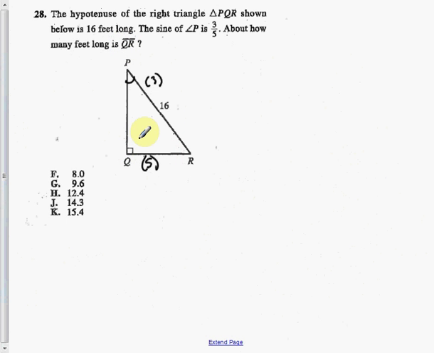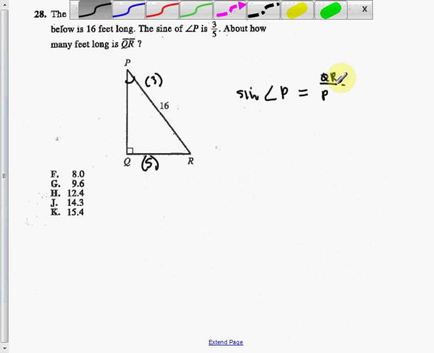No problem. So what you have here is this. Sine of angle P is equal to, what I have in parentheses is said to be the ratio. So here, sine of P is the opposite, that's QR, divided by the hypotenuse here, which is PR.